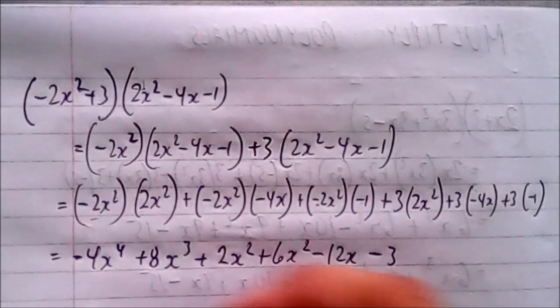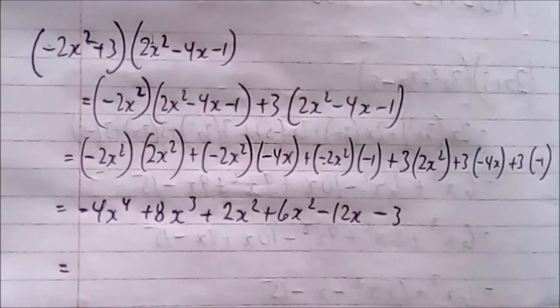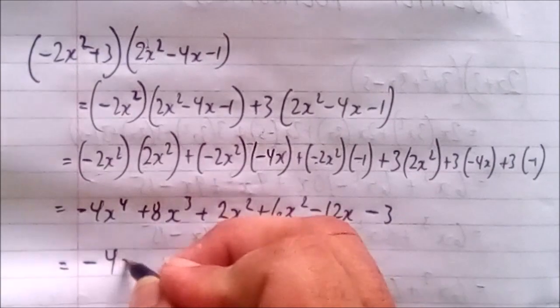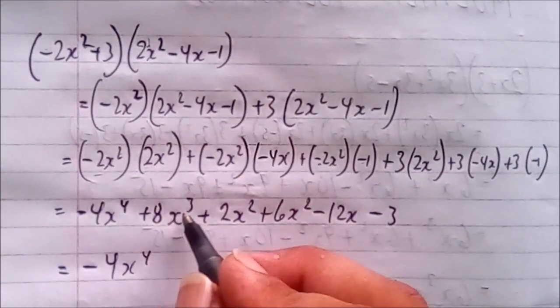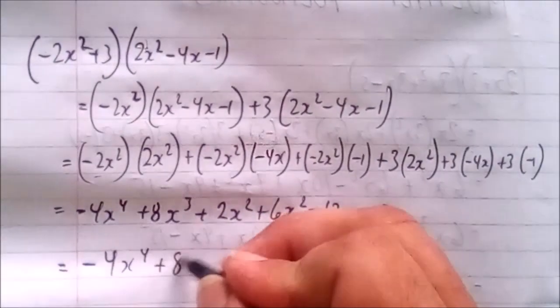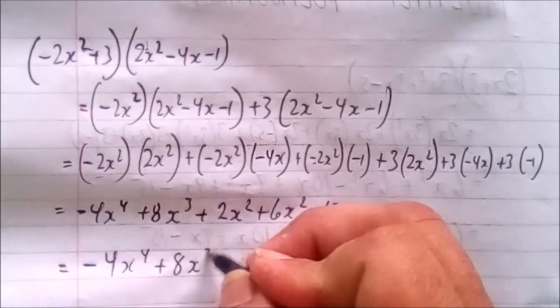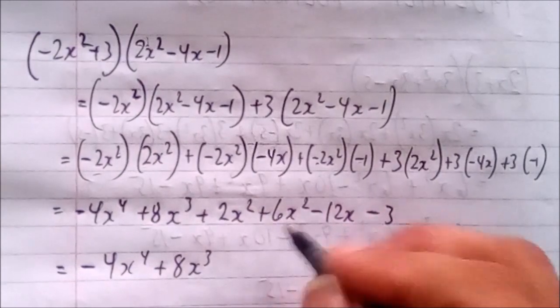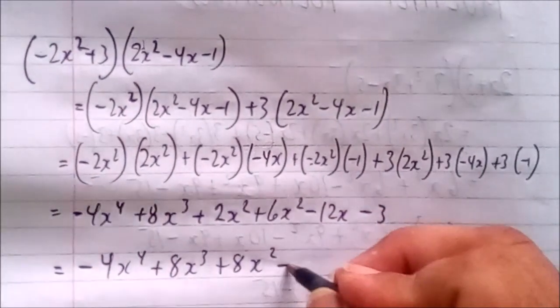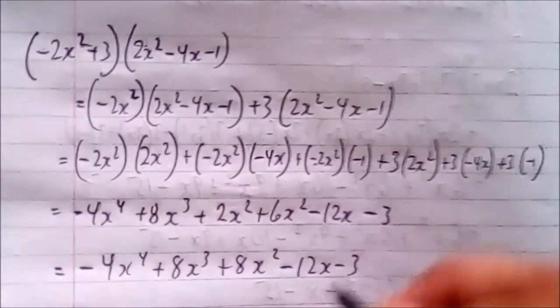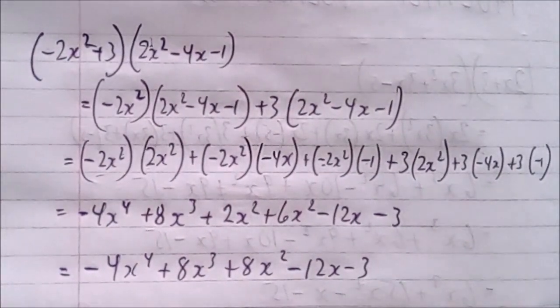Now can we combine anything further? Yes, we can. So we have negative 4x to the 4th. This 8x cubed cannot combine with anyone, so that remains as positive 8x cubed, and 2x squared plus 6x squared gives us 8x squared, and negative 12x minus 3, and that's the solution for that particular problem.